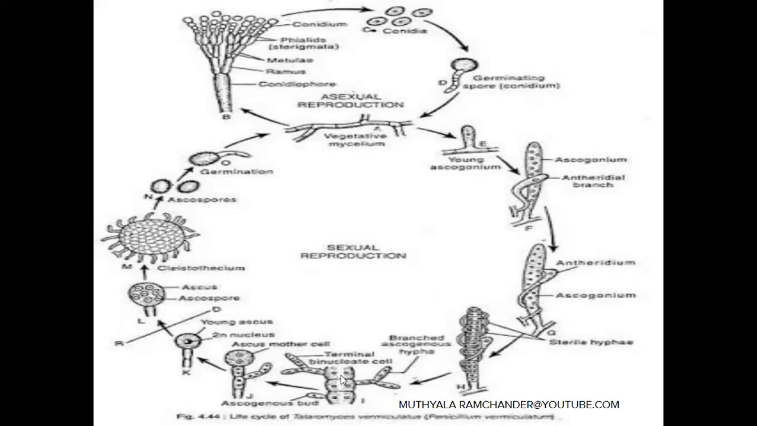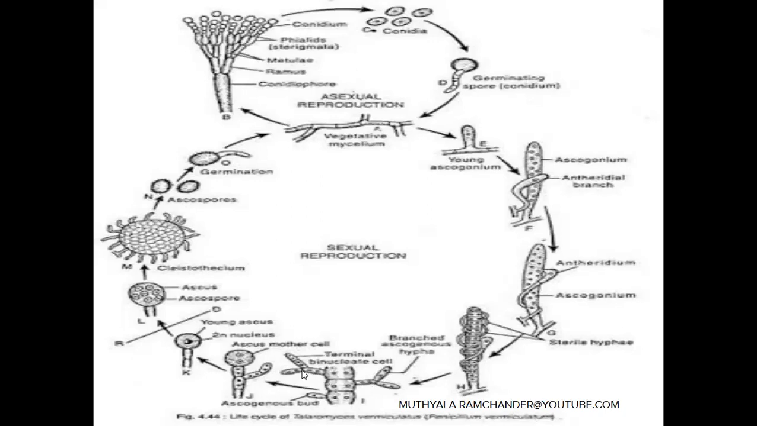Each cell contains 2 nuclei. This stage is called the binucleated stage of the ascogonium. From each binucleated cell, lateral filamentous structures are developed. They are called ascogenous hyphae. The ascogenous hyphae are branched. Each cell of the ascogenous hyphae contains 2 nuclei, so it is also a binucleated structure.